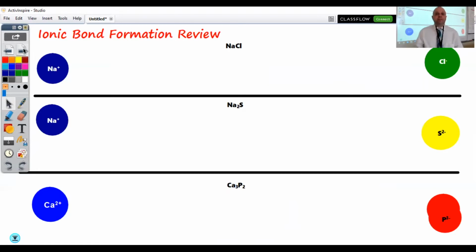So in our first example, we have the compound sodium chloride. Sodium is in group 1 on the periodic table, so it will form a positive 1 charge. Chloride is in group 17 on the periodic table, so it will form an ion with a negative 1 charge. So the compound sodium chloride is simply the combination of positive 1 and negative 1 charges.